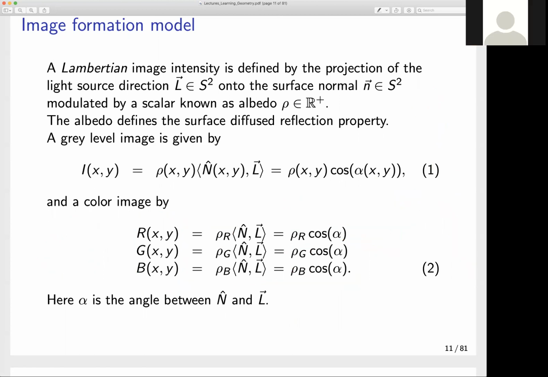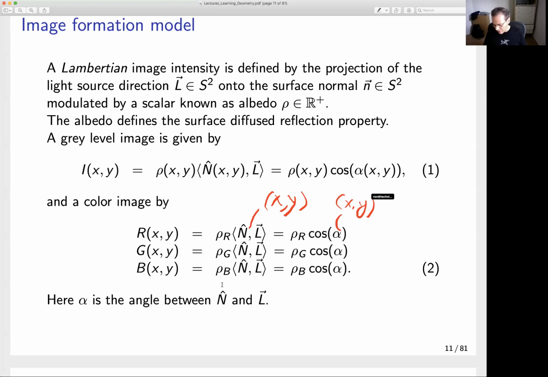Ronnie? Yeah. On the left-hand side, you have a function of X and Y, which are the pixels of the image. And in the right-hand side, you will have no reference to those coordinates. So you're absolutely right. The N depends on X and Y, and the albedo does depend on X and Y.